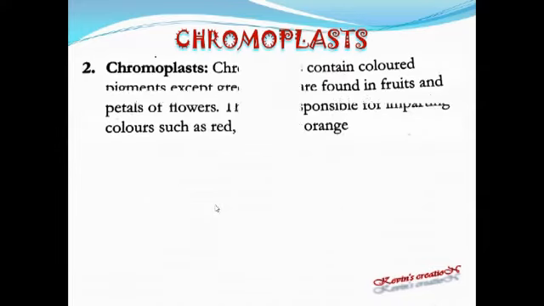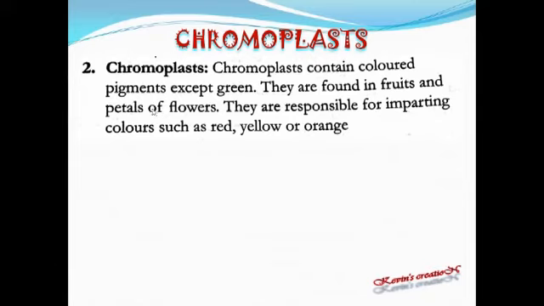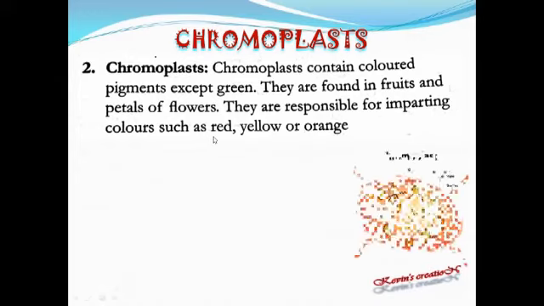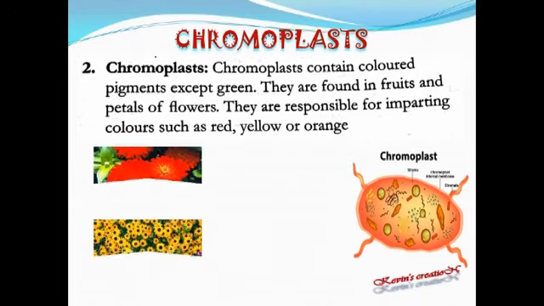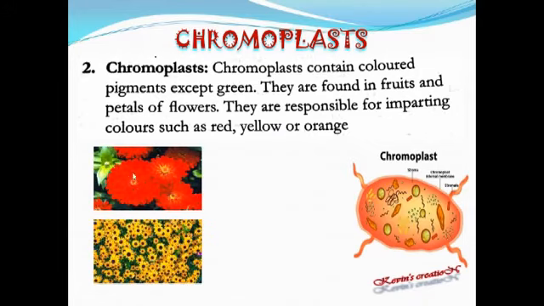Then the next plastid is chromoplast. It is a colored plastid. That means it has colored pigments except green. Green was chlorophyll. Now they have all the colors other than green. They are found in fruits and petals of the flowers. That is why the flowers look attractive, because they are of different colors. They are responsible for imparting colors such as red, yellow and orange. So this is the structure of chromoplast which is present in the plant cell. Because of this colored pigment, the flowers look colorful.